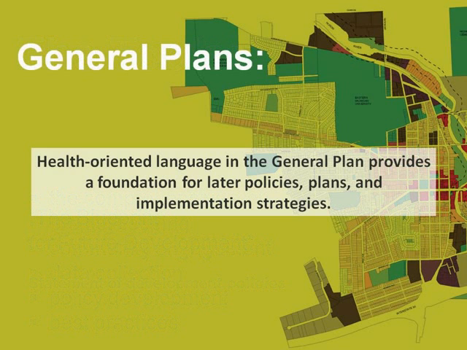And a general plan is kind of like the DNA of a community. A general plan that has solid health priorities can really improve a community's well-being for many decades into the future by guiding future policies, plans, and implementation strategies. These are often long-range documents that have a time horizon anywhere from a decade to 30 years.